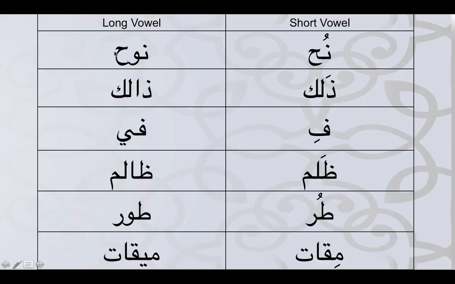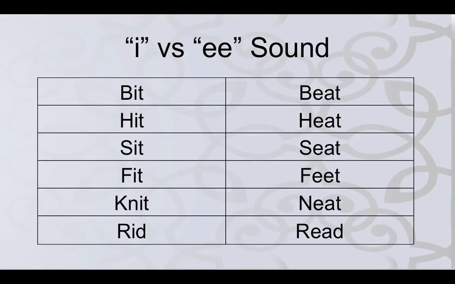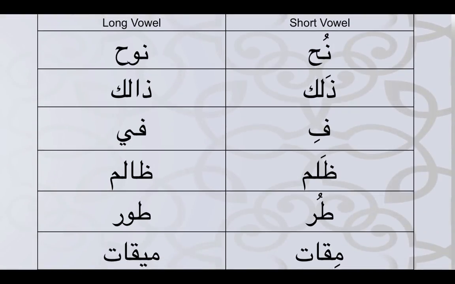So نح نوح ذلك ذلك في ظلم ظالم طر طور مقات ميقات. These words will at least give you a little bit of a sound of the difference between the two. And the reason I decided to place them in here is because English speakers specifically have a lot of trouble, just like non-native speakers of English have a lot of trouble with these words: bit, beat, sit, seat, hit, heat. They pronounce them identically, but they're not. Just like that, the short vowels should not be pronounced like the long vowels. The short vowels are movements, whereas the long vowels are equivalent to double movements. I hope you're starting to get the difference.